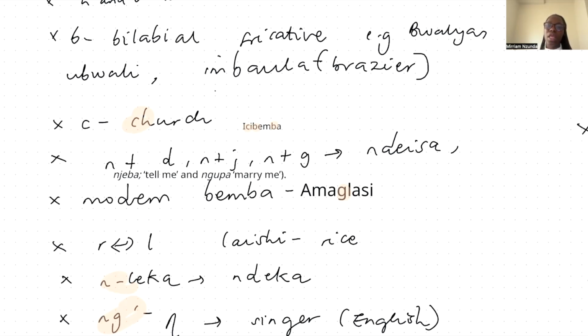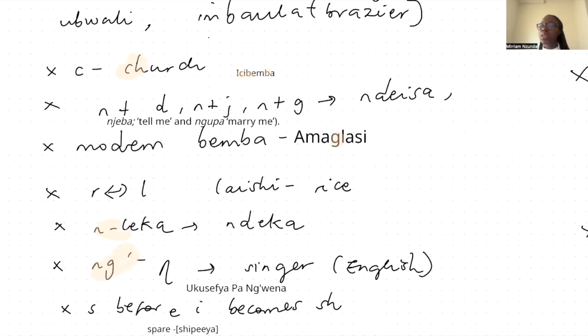The letters D, J, and G rarely stand alone. They usually come right after an N. So Ndeisa means I come, Njeba means tell me, Gupa means marry me. And then in modern Bemba, sometimes the G can stand on its own. So for example, ama glass, meaning multiple glasses or many glasses.